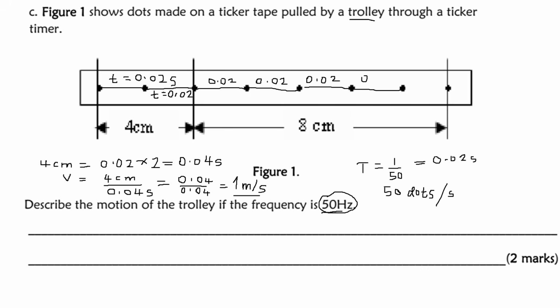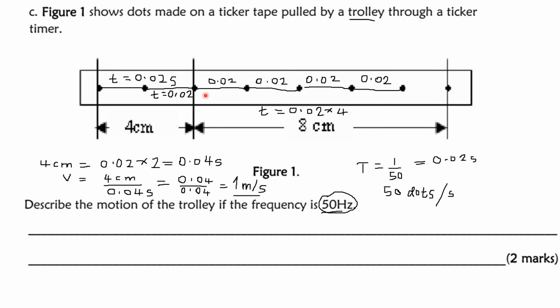Another 0.02. So the total time taken for the distance of 8 centimeters is going to be 0.02 times 4. Take note here, many candidates confuse the distance with the number of dots.